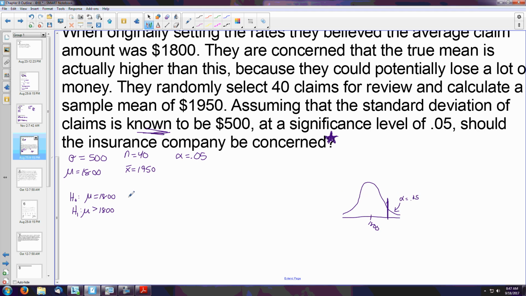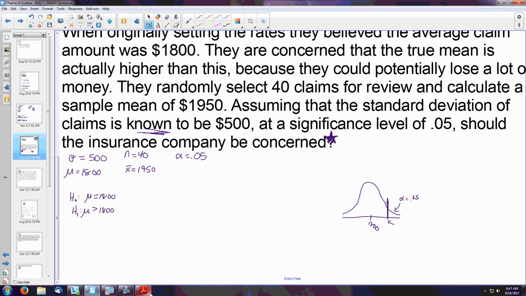Now, what are you doing a comparison to here? We have to find a critical value, and we have to find our test statistic. The critical value is based off of the area in the tail region. So your critical value and your alpha go hand in hand.